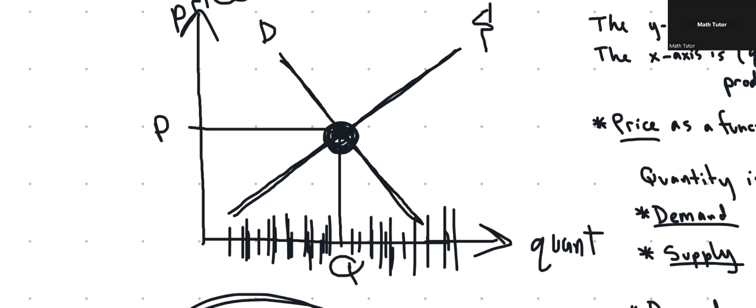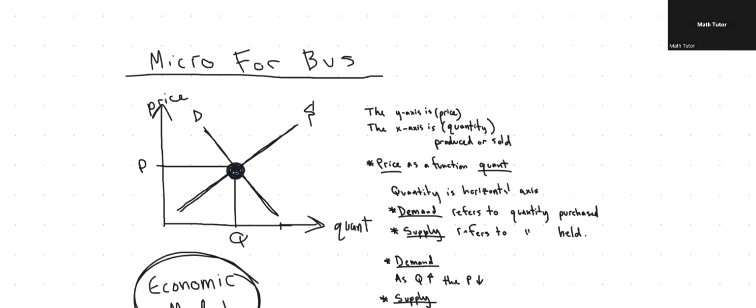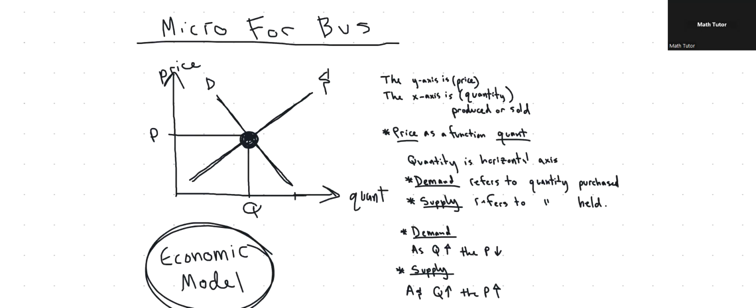Let's see if we can erase all that. I just want to give a pretty brief description of everything here. That's the supply and demand curve, and I took a few notes over here. Demand refers to the quantity purchased by a consumer. Supply refers to the quantity produced by a producer, or at least a quantity held by a seller, store, or company, just like we had said.